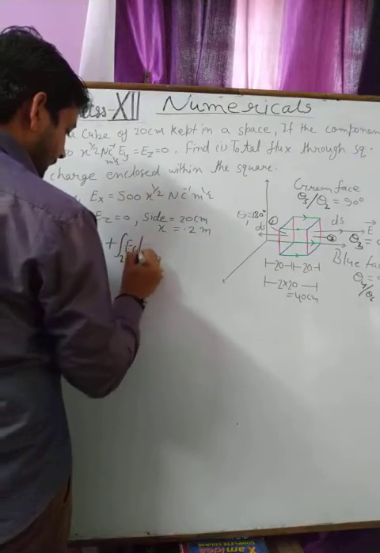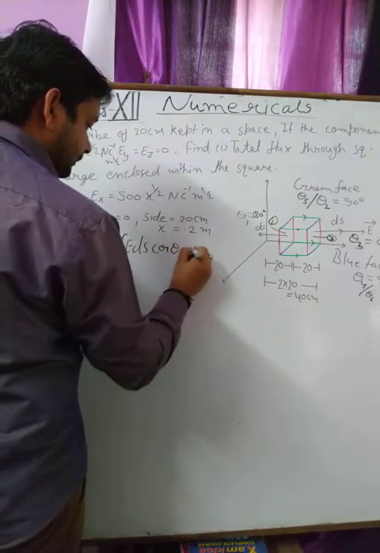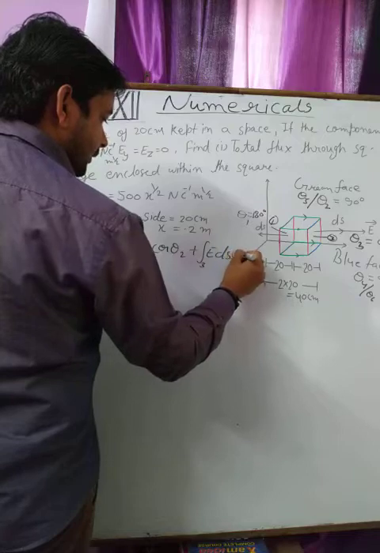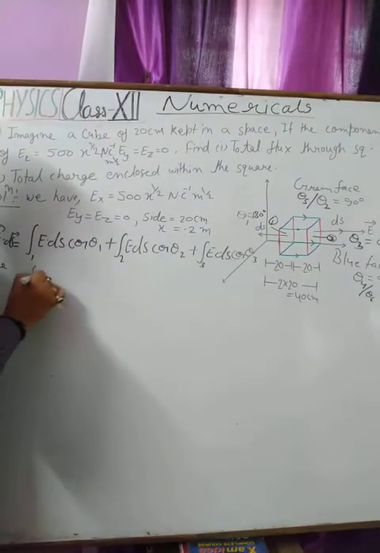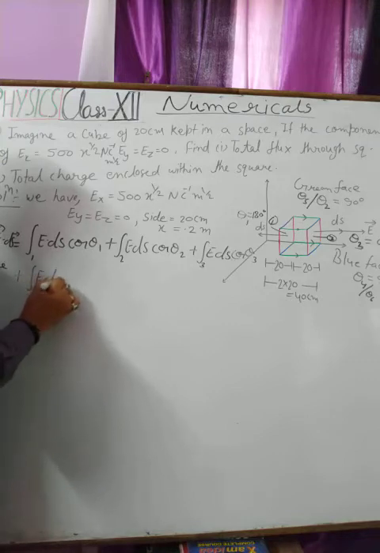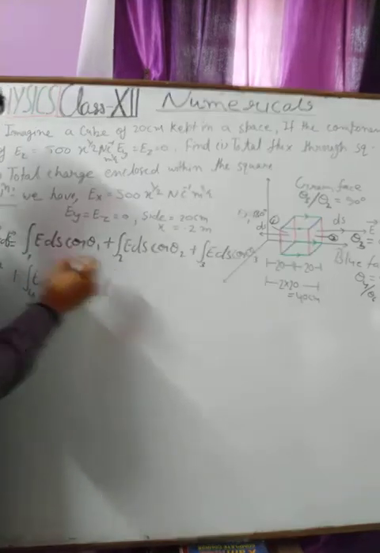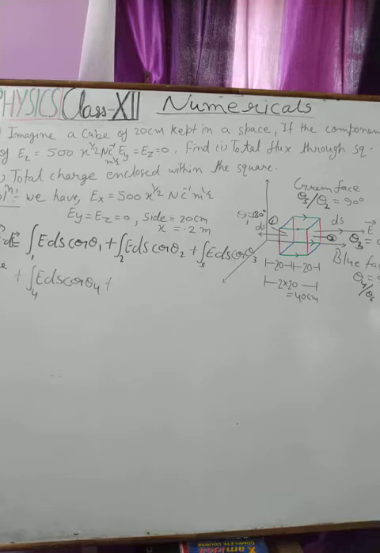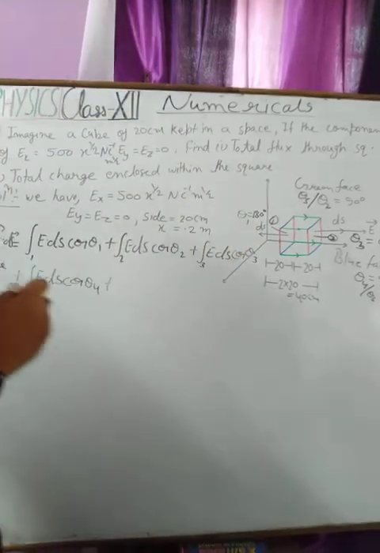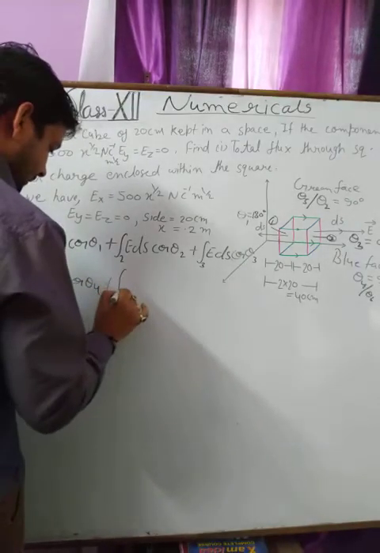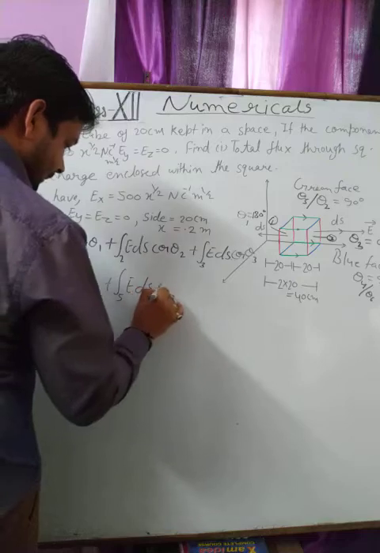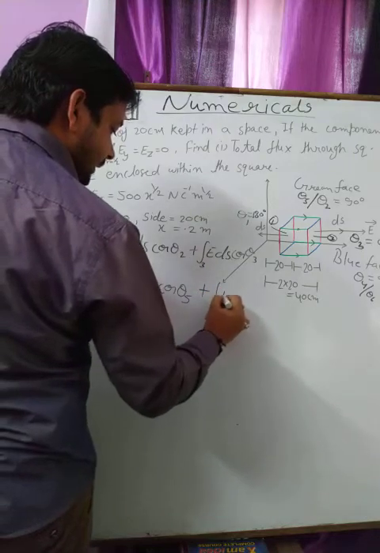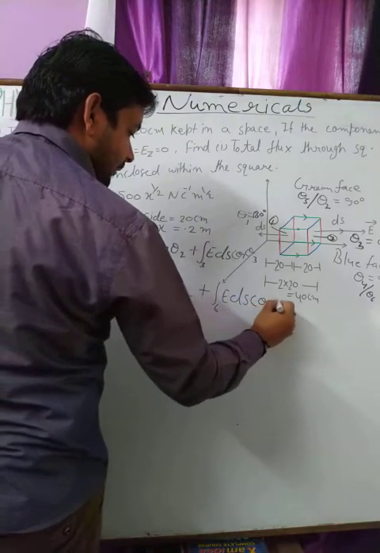Face 2, E dS cos theta 2, for face 3, E dS cos theta 3, plus face 4, E dS cos theta 4, for surface 5, E dS cos theta 5, and plus for the 6th surface, E dS cos theta 6.